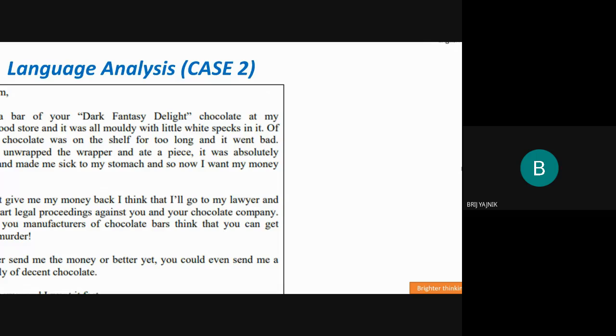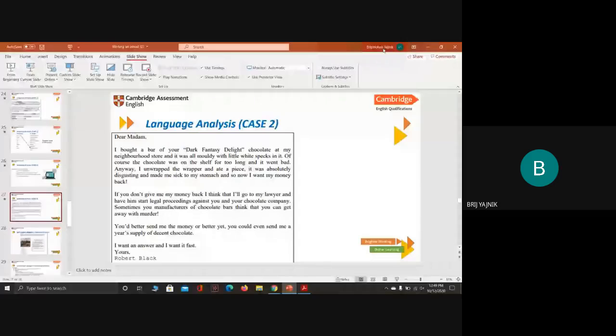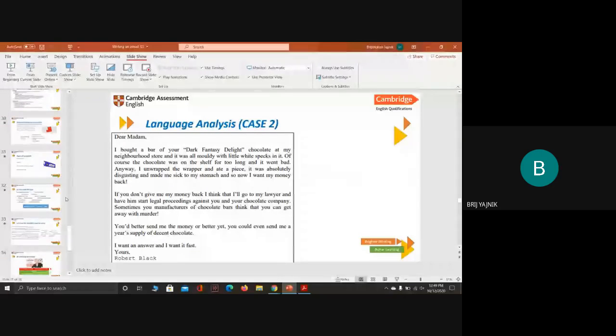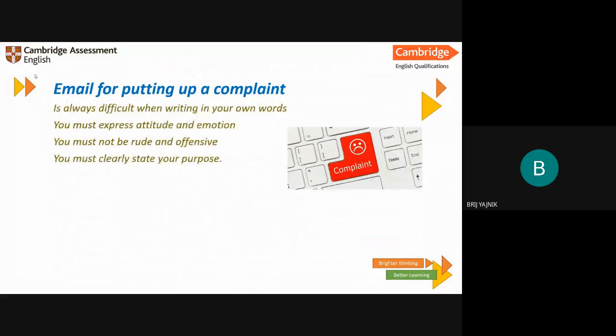But anyways, that's perfect. That's fine. Almost perfect. So now let's focus on a few other things. Let me just move out of it and let me take you to how to put up the complaints. All right. Now let's understand. Putting up a complaint is definitely difficult as far as emails are concerned. You know why it's difficult?